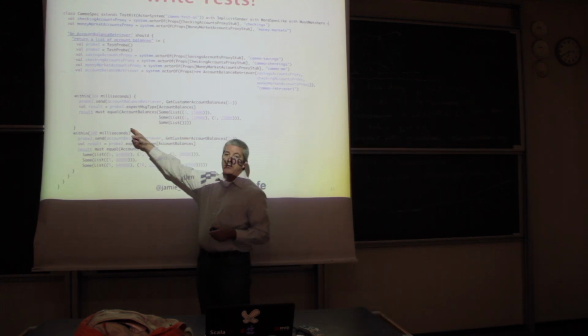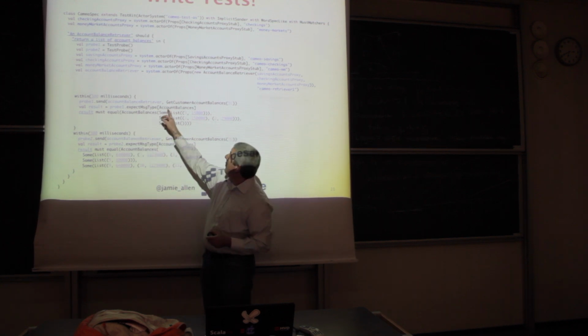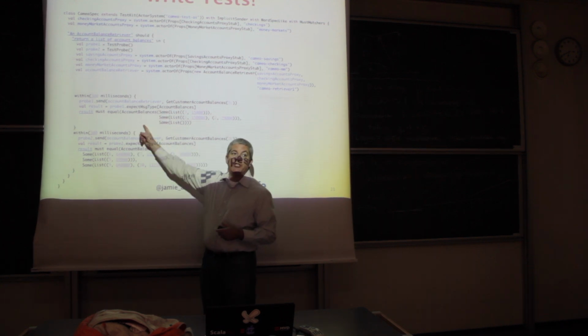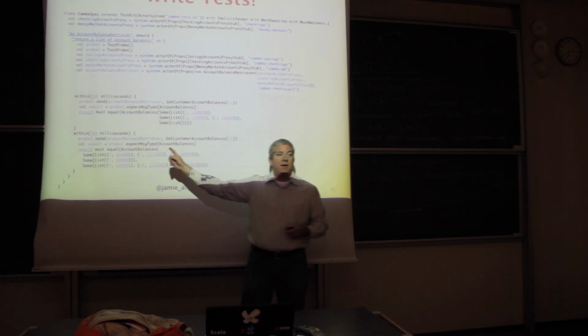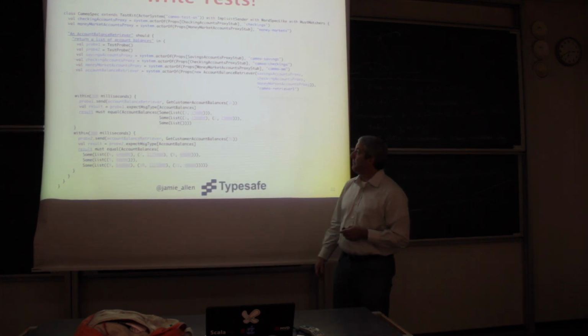And I then do an assertion on my results. I'm doing a type assertion here. I'm doing an assertion on the values inside of what I got back. So two different assertions are happening here.